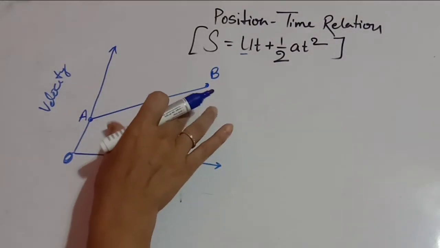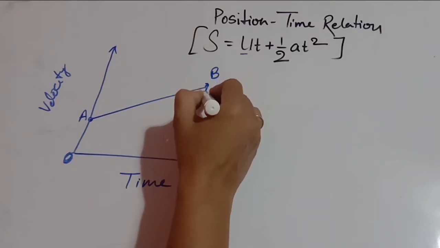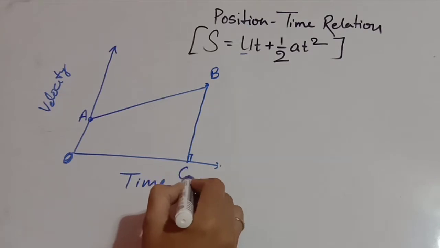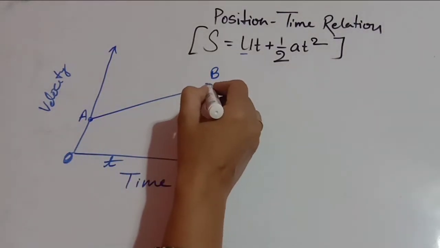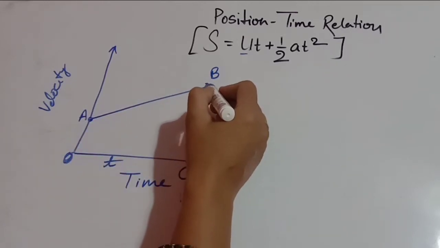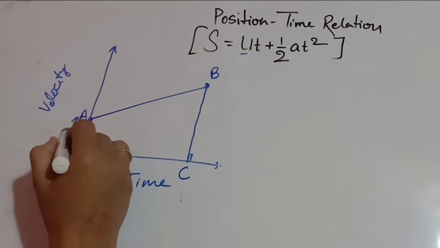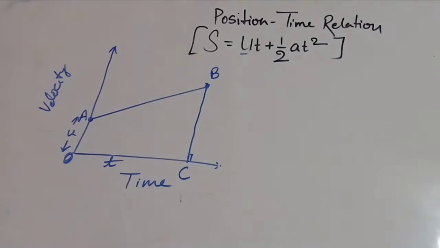Now where do we have to represent this? We have to represent this t seconds on the x-axis. So draw one perpendicular line here on the x-axis and give it the name C. This OC is t. Now at point B it acquires its final velocity v. From O to A there is the initial velocity u. Now from B the object has its final velocity v.